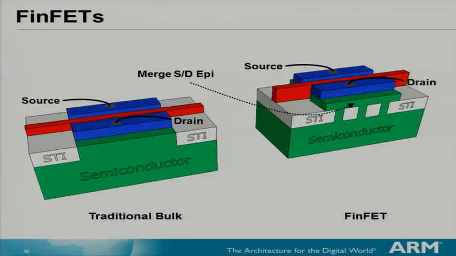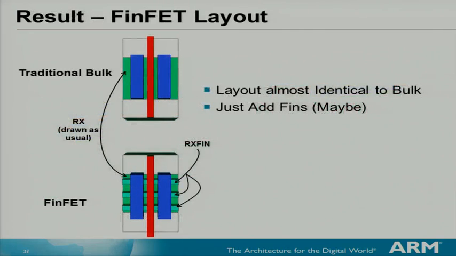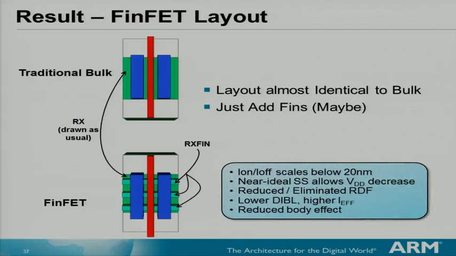So basically, you contact the source drain regions, and if you look at them from a top view, it basically looks very similar to a planar transistor, where the only difference being, in the planar transistor, you could change the width by any value you want, but here you can only increase by 1 fin pitch, or 1 fin. And the advantages are you have better Ion versus Ioff scaling, near ideal subthreshold slope, reduced or eliminated random dopant fluctuation because you're not doping the fins, lower DIBL, and reduced body effect.